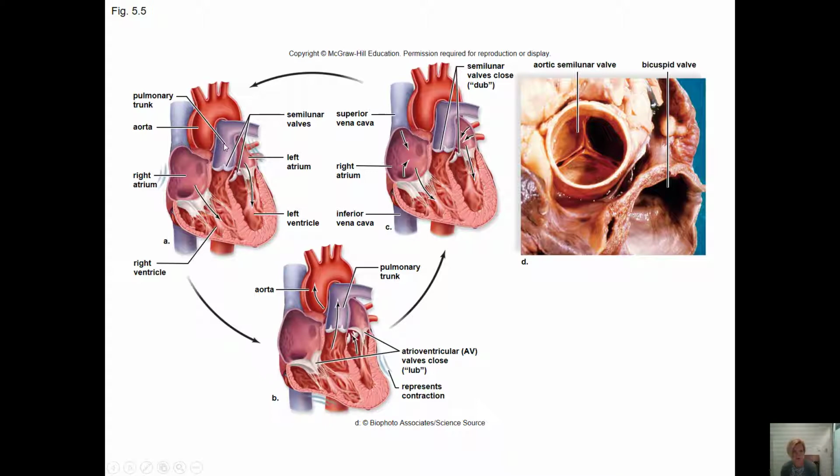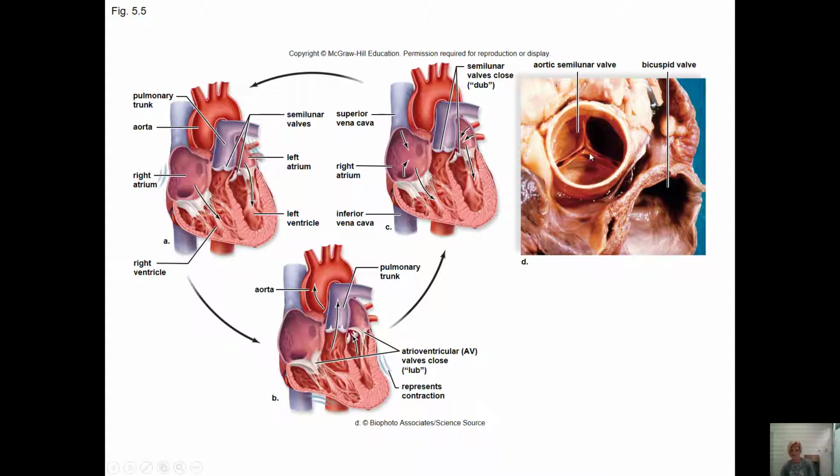Blood is going to pump up into the pulmonary artery, and it's going to cause those valves to close. So the closing of the AV valves is the lub, and the closing of the aortic and pulmonary valves, the semilunar valves, is the dup. So it's lub-dup, lub-dup, lub-dup.